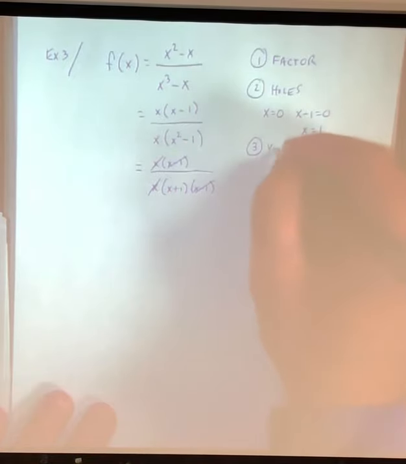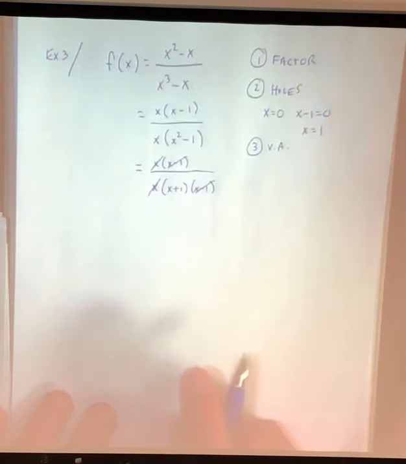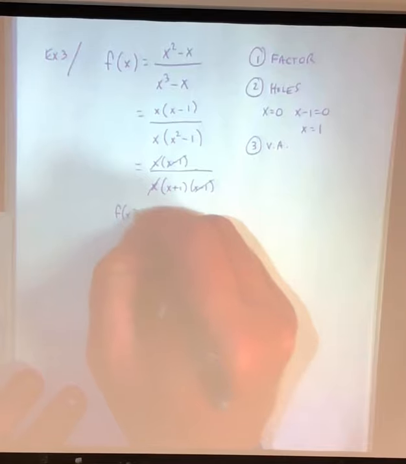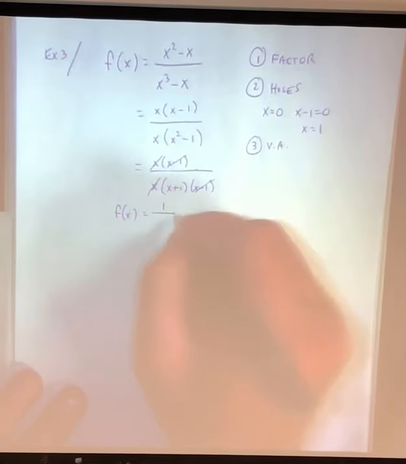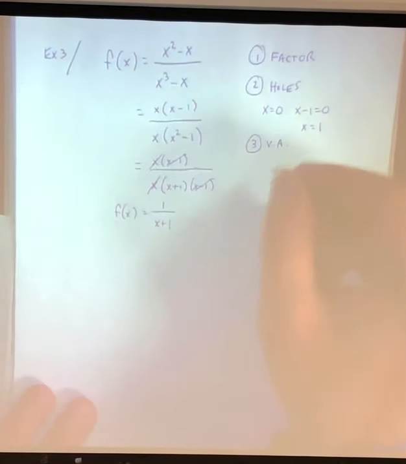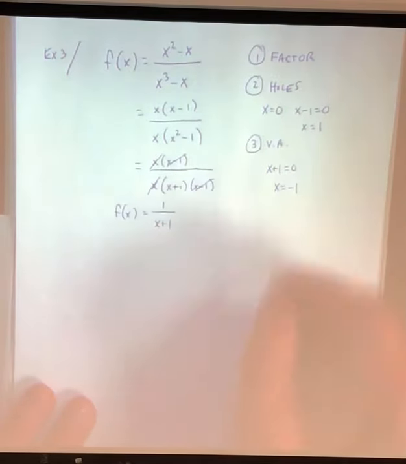For our vertical asymptotes, we're going to set the denominator equal to 0. Once we've done our canceling, we only have to worry about what's left. So at this point, we have f of x equals 1 over x plus 1. So for a vertical asymptote, x plus 1 equals 0. So x is going to be negative 1 for that.